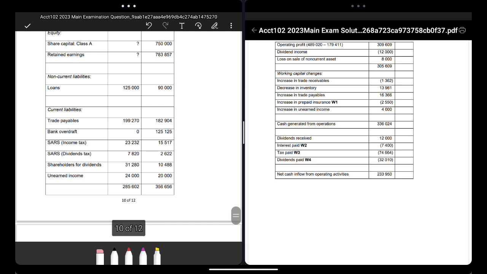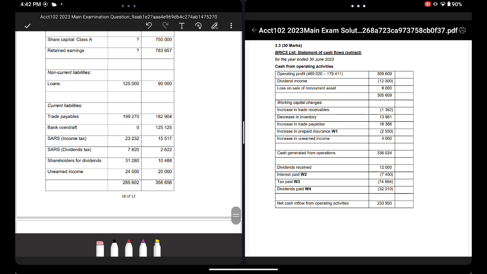Increase in unearned income: unearned income jumped from 20,000 to 24,000. Remember, the other question we did was an independent question. It had nothing to do with this question, so we're not doubling anything. Income received in advance jumped by 4,000, so that means we got more cash, so plus 4,000. Done. All that now will give you a total of 336,024. Take this figure, plus and minus, will give you that figure.